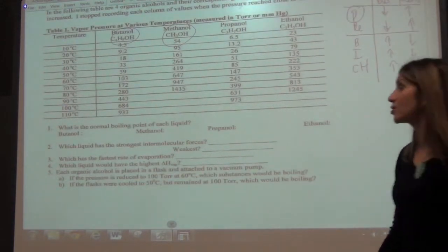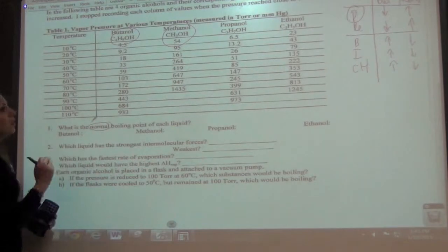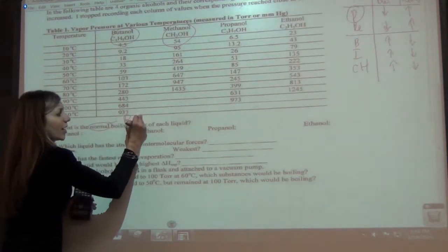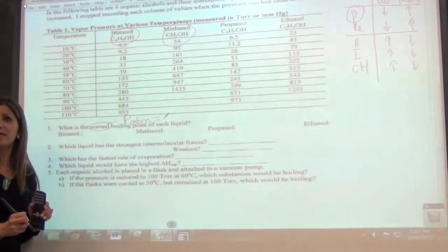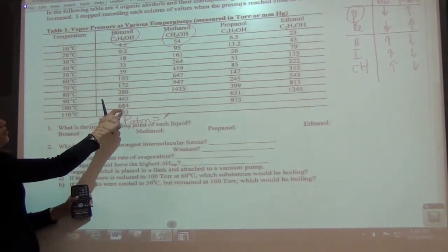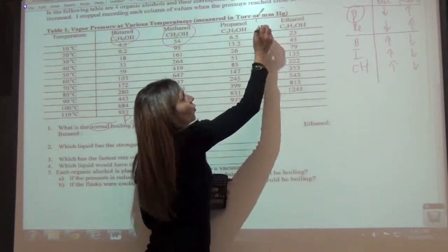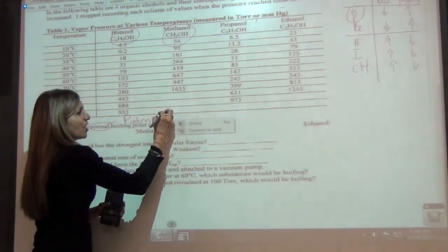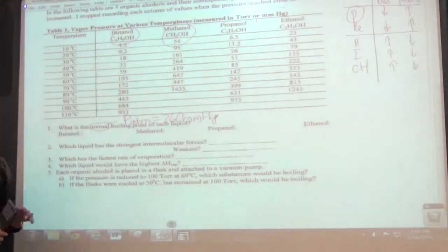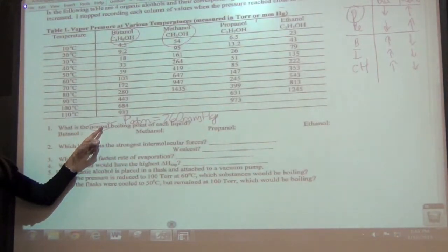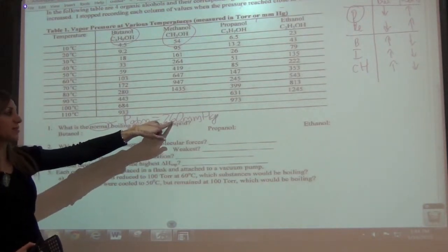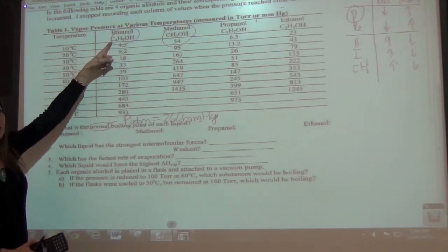The first question asked, what is the normal boiling point? Well, again, normal means that the pressure of your atmosphere is equal to what? 760. 1 atmosphere, but this is not in atmospheres. What do they say they're giving this to you in? Torr, or millimeters of mercury. So we're talking about 760 millimeters of mercury. So where's the normal boiling point? Well, normal is when the vapor pressure is equal to the pressure surrounding, which in this case is 760. So let's look at butanol.